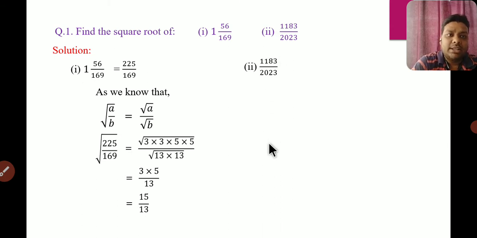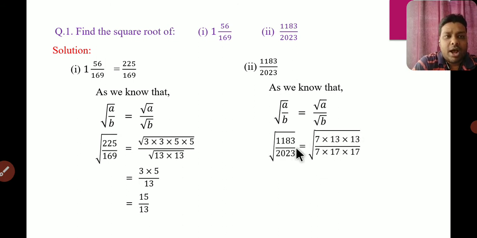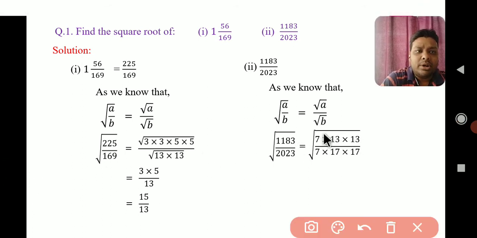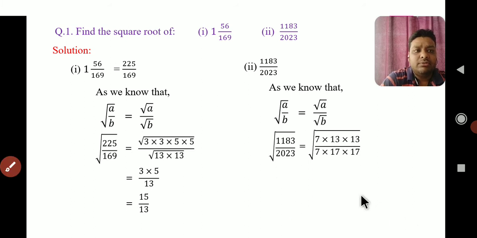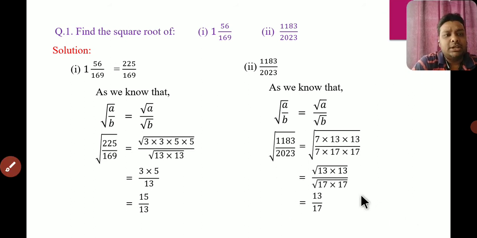Now let's solve the other question. It is already a proper fraction, it is not a mixed fraction. So now we will apply the same property. So 1183 by 2023. After separating, 7 into 13 into 13 by 7 into 17 into 17. So in the numerator you can see that 13 is in pair, 17 is also in pair, but 7 is not. So we can cancel 7 with 7. Now there are 2 thirteens, so 1 thirteen will come out, and 2 seventeens, so 1 seventeen will come out. So it will be 13 by 17. I hope that you all have understood, students.